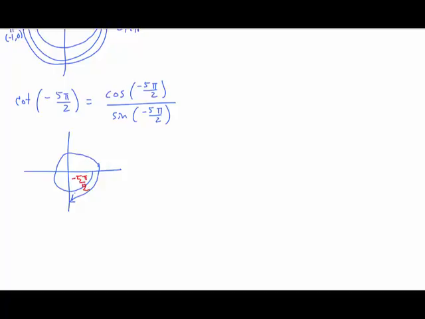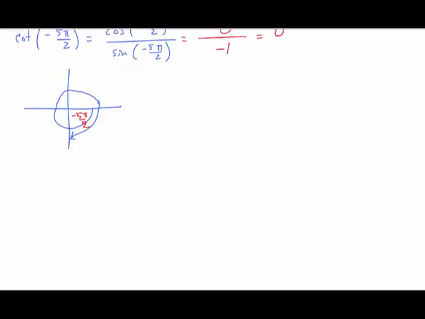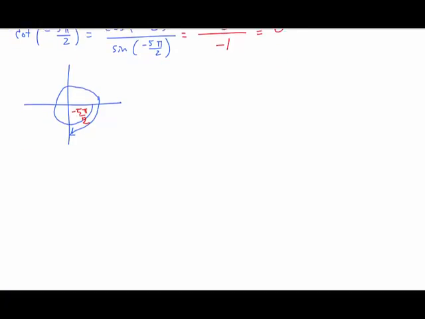Well, if we think about what the sine and cosine are for this, the cosine of -5 pi over 2 is going to bring us down to the x value, and the x value we can see doesn't move off the origin. The y value is going to be -1. So 0 over -1 is 0. So the cotangent of -5 pi over 2 is 0. So knowing your unit circle is going to be really helpful when you're working with these. Let's look at one last problem. Let's look at a tangent problem.